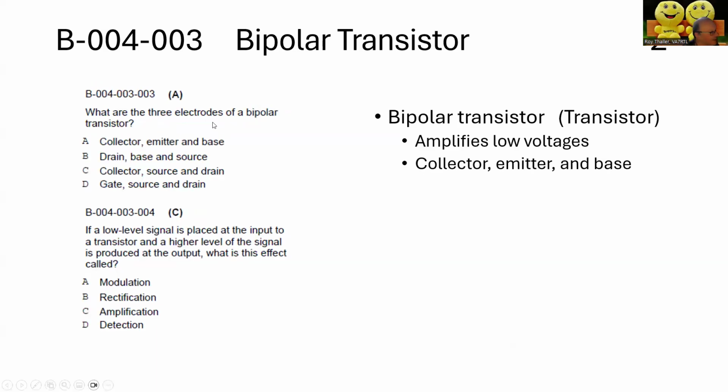What are the three electrodes of a bipolar transistor? So remembering EBC, or collector, emitter, base. A is the correct answer. If a low-level signal is placed at the input of a transistor and a high level of signal is produced at the output, what is this effect called? So this would be an amplifier. So C, amplification, is the correct answer.